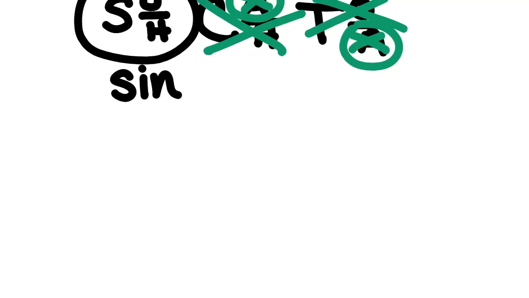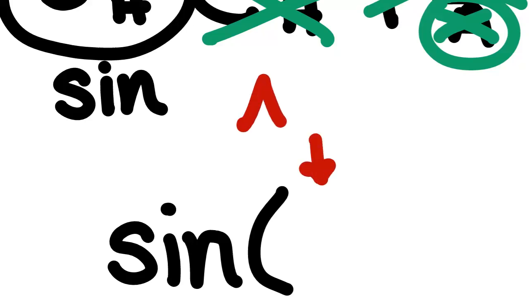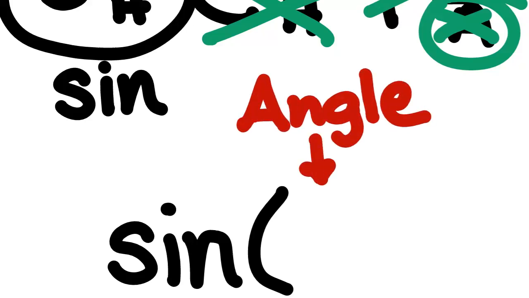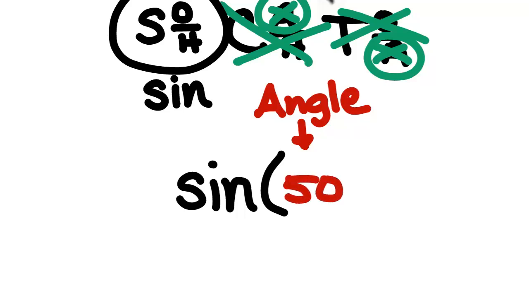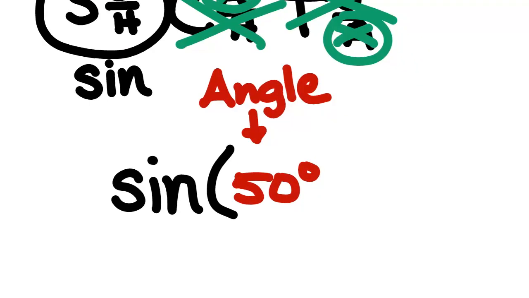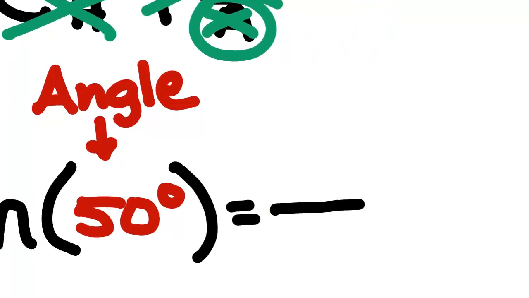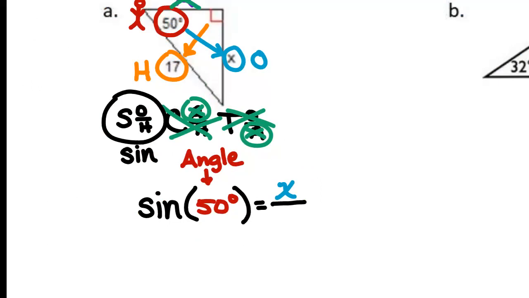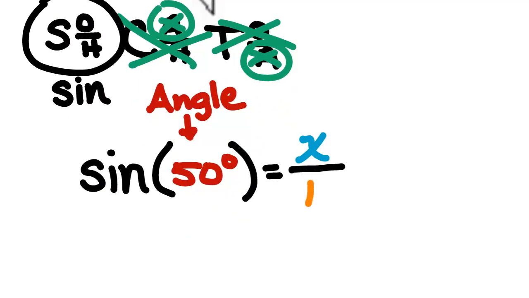So now to set up the ratio, the first thing we do is write down the name of the function that we're going to be using. We're using sine. And then inside parentheses, we put the angle. How big was that angle again? 50 degrees. Don't forget the degrees symbol. It is really important. If you leave the degrees symbol off, it has a very different meaning with a very different answer. And then I see O over H. O stands for opposite. How big is that opposite side? X. Over the hypotenuse. How big is the hypotenuse? 17.